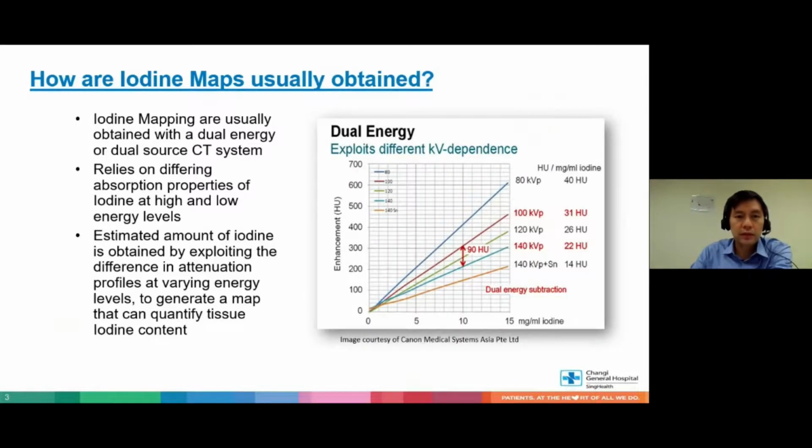So how are iodine maps usually obtained? Iodine mapping is usually obtained from a dual energy or dual source CT system, because it relies on the differing absorption properties of iodine at both high and low energy levels. For example, if you look at this chart, you could see that we can use 100 kVp and 140 kVp, two different energy sources, and then we use the difference to quantify the amount of iodine within the lesion. So this is how we can generate a tissue iodine map.